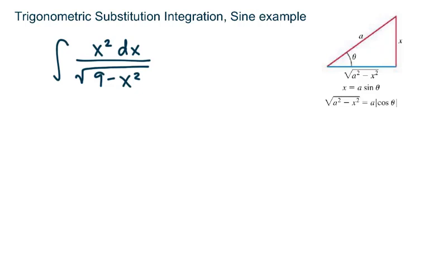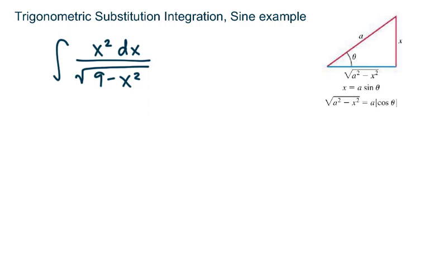Welcome back. In this third video in our trig substitution integration series, we're going to do an example where we use x equals a sine theta. I have included here a picture from what we discussed in the first video, where we talked about how and why these trig substitutions work. You'll notice this is 9 minus x squared, which is in the same form as a squared minus x squared. So that lets us know we're going to use this sine substitution.